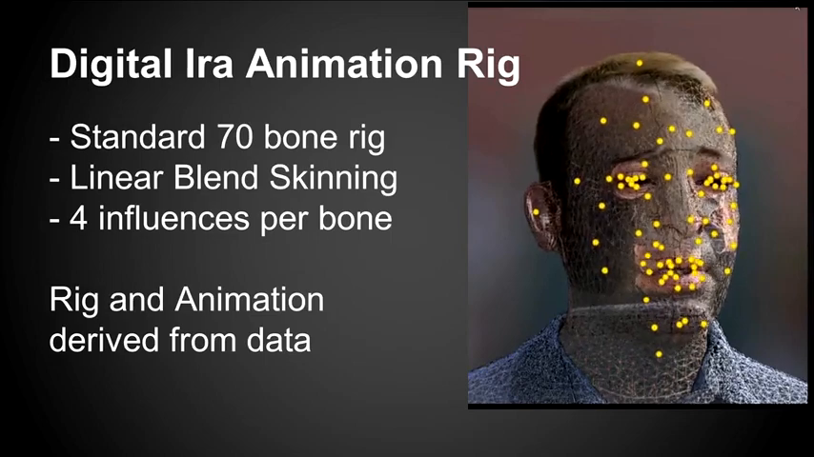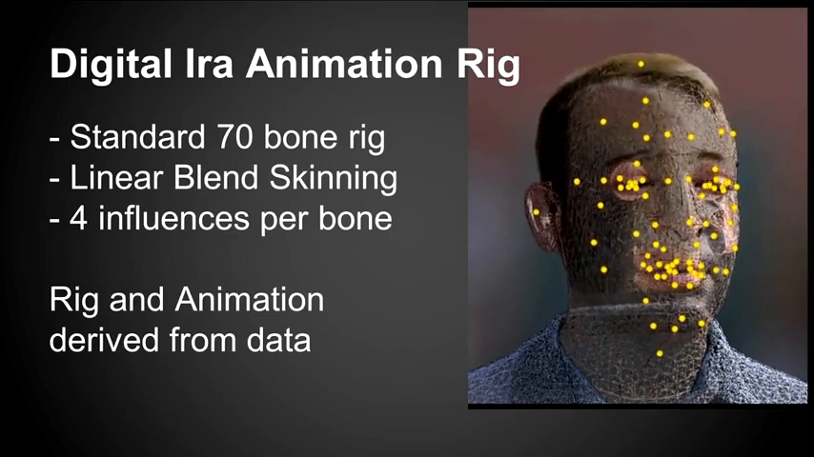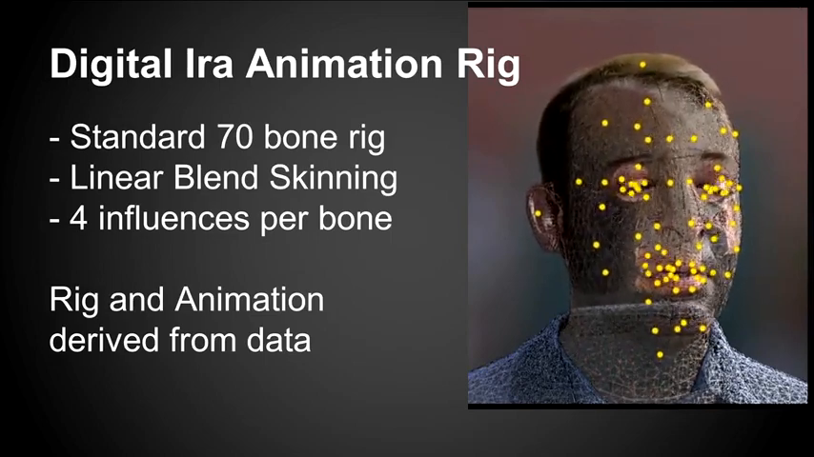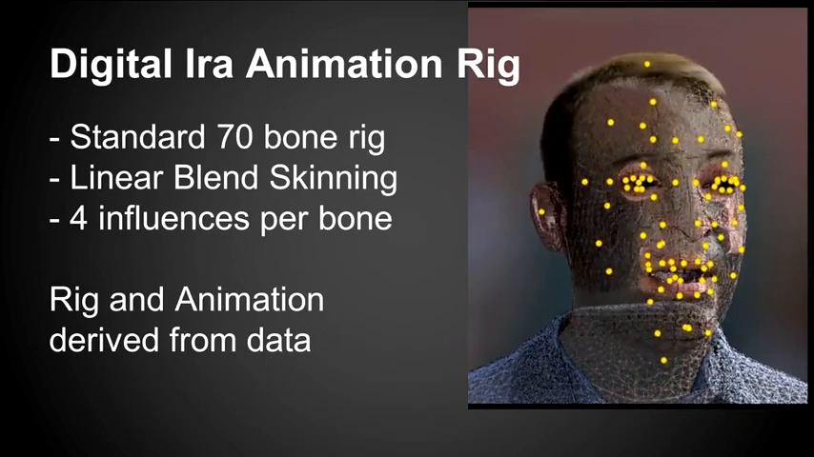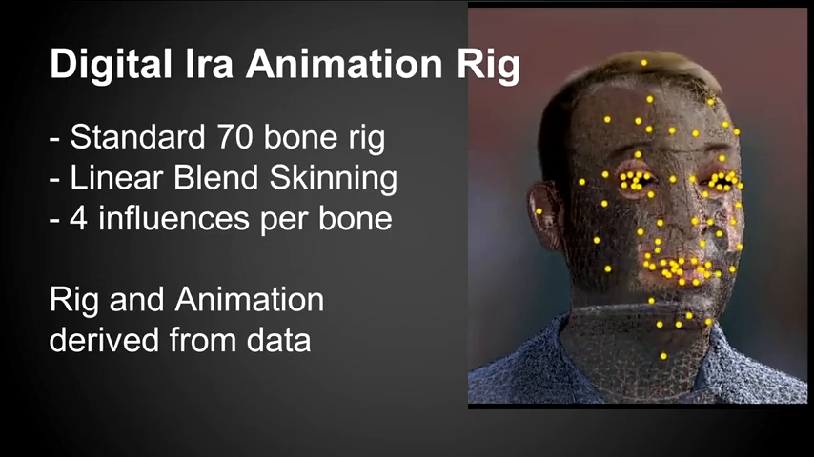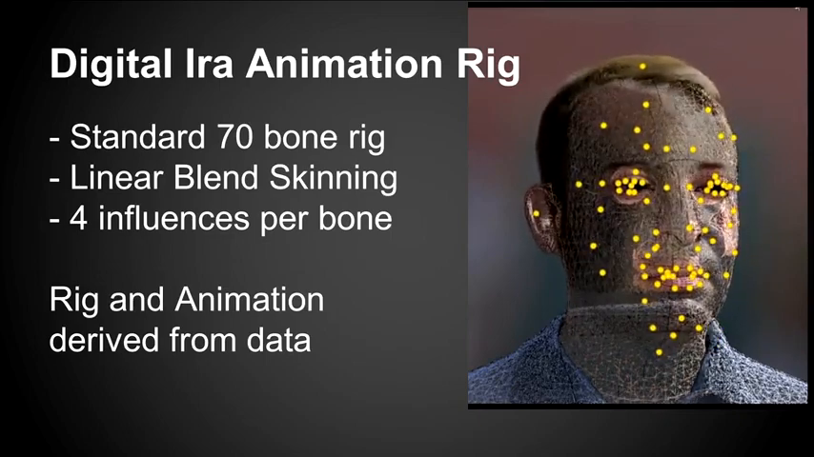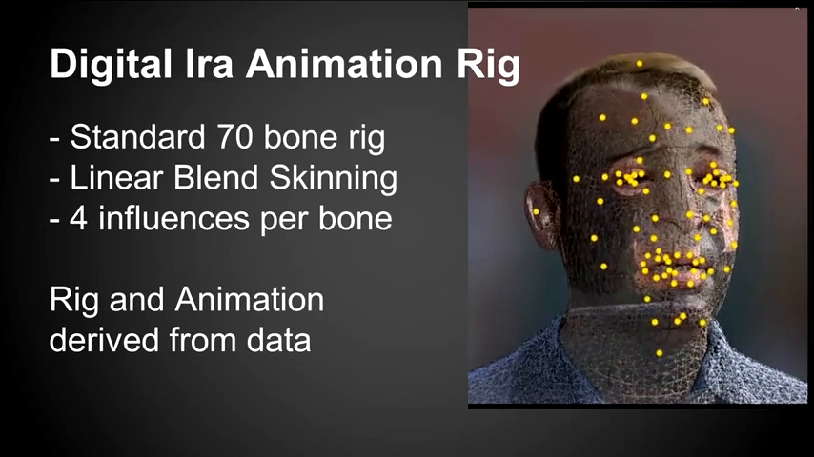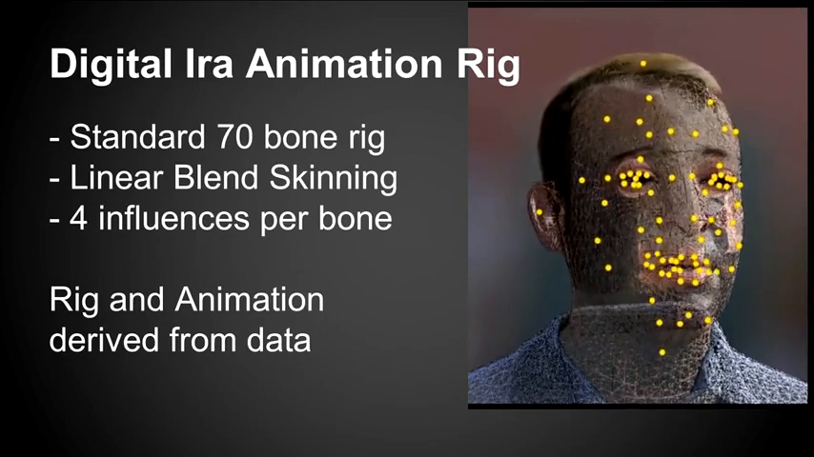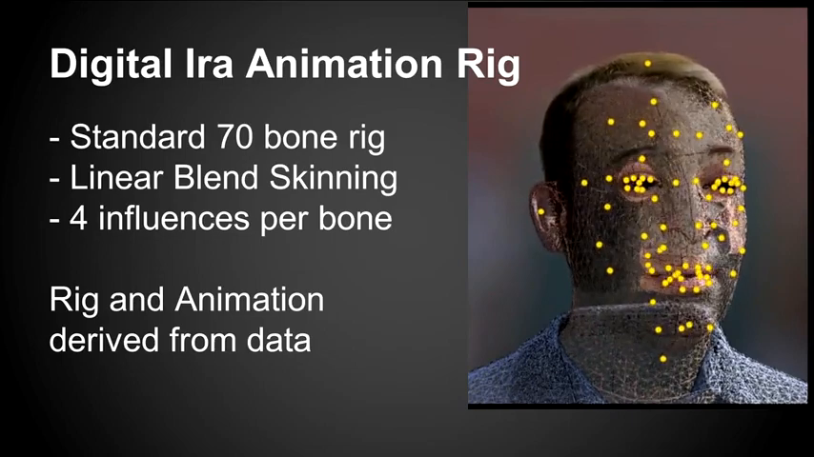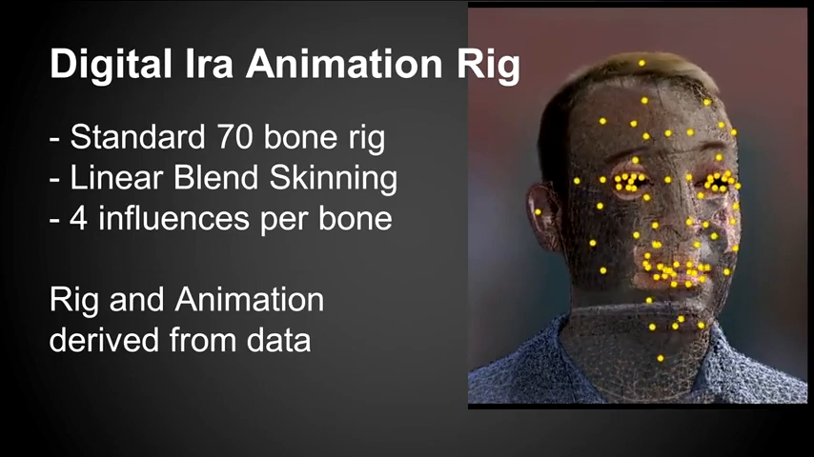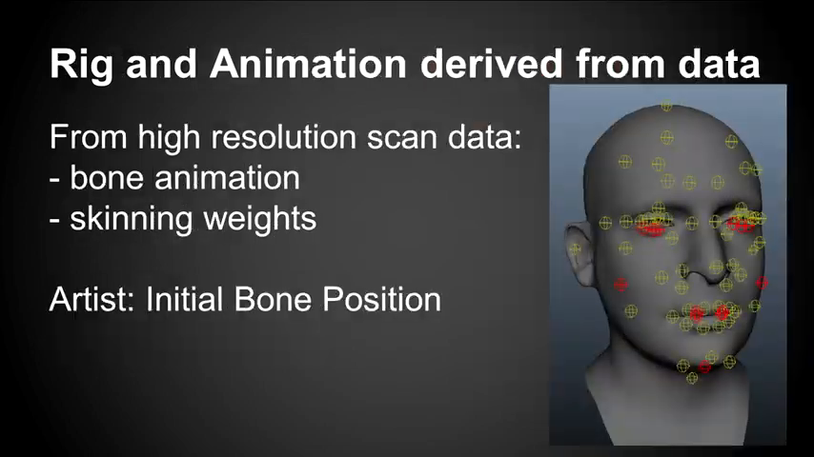So the bone rig was a standard 70 bone rig with linear blend skinning and 4 influences per bone, so pretty much the standard stuff. What's interesting is that this whole rig and the animation that goes with it is all derived from the data itself. So what did we derive from the data?